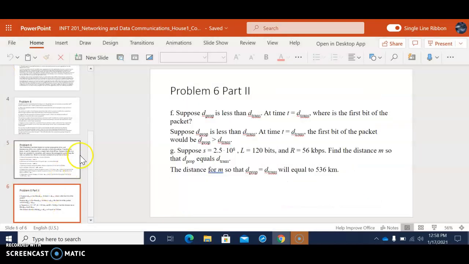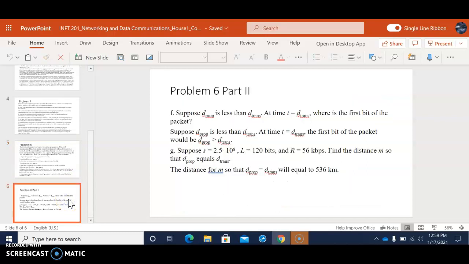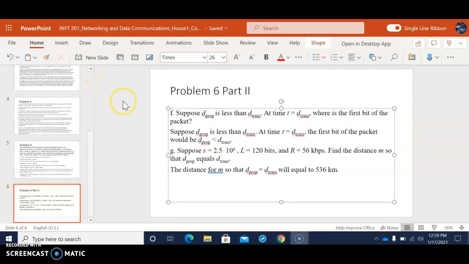Now, for F and G, these are the two final parts. Okay, now let's read F. Suppose dprop is less than dtrans. At time t equals dtrans, where is the first bit of the packet? I had a signal error, and I had to fix it. Okay, so they're giving us the answer in F. So then the first bit of the packet will be there, since dprop is less than dtrans.